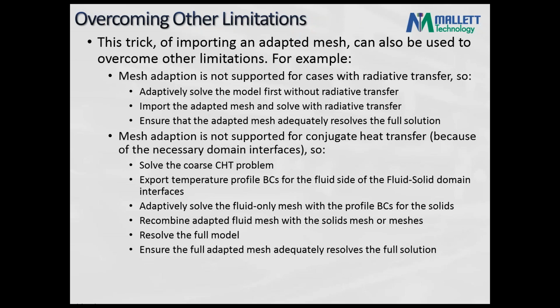You can use this technique for conjugate heat transfer problems. Conjugate heat transfer problems have solid domains and fluid domains, so you'll always have domain interfaces. You can solve the coarse conjugate heat transfer problem. From post, you can export temperature profile boundary conditions on the fluid side of the fluid-solid domain interfaces, and then adaptively solve the fluid-only mesh with the profile boundary conditions instead of having solid bodies and domain interfaces. Again, recombine the adaptive mesh and the solid meshes, resolve the full model, and again make sure that the presence of conjugate heat transfer has not invalidated your adapted solution. And you can apply this idea to most of the other limitations of mesh adaptation.